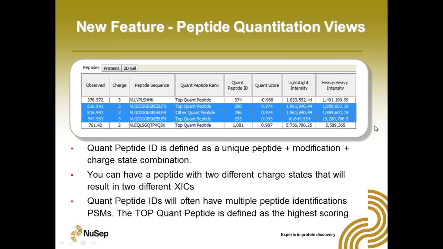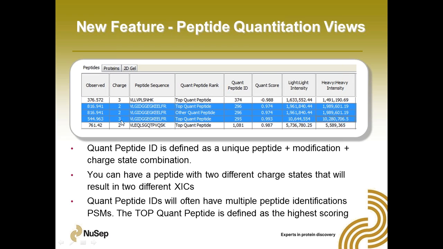So this peptide relates to extracted ion chromatogram number 296. You'll also see that it has the same exact intensity for the light, same exact intensity for the heavy, and thus the same quantitative value. Two peptide IDs go into one XIC.